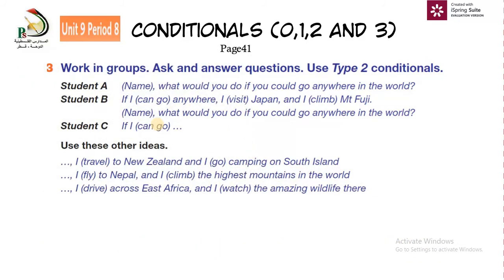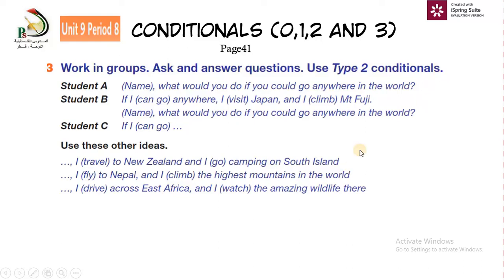Then we have conditional type 2, imagination. Nothing is true here. All we are doing is imagination. For example, your friend is asking you, like, Lama, what would you do if you could go anywhere in the world? Type 2: if plus past simple, comma, would. If I could go anywhere, I would visit Japan and I would climb Mount Fuji.